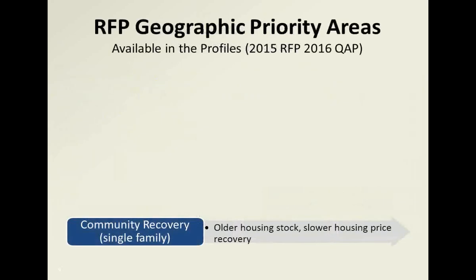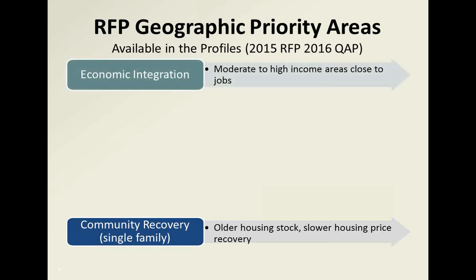The other content area relates directly to the RFP applications and the geographic priority areas within them. Again, because these areas were defined during a qualified allocation plan that's a bit extended, and they do filter out to other RFP activities at Minnesota Housing, they are consistent between the program areas. So these priority areas include community recovery, which is a single-family priority area that focuses on housing markets that have older housing stock and slower price recoveries.